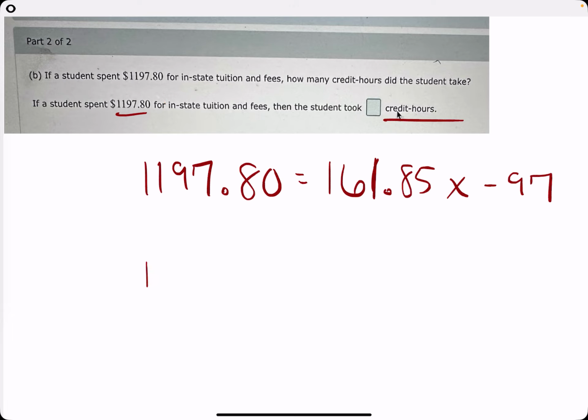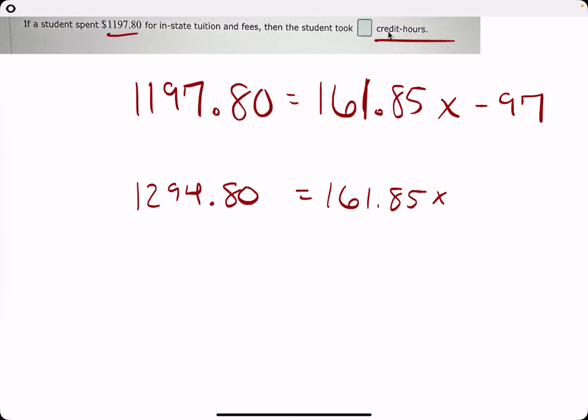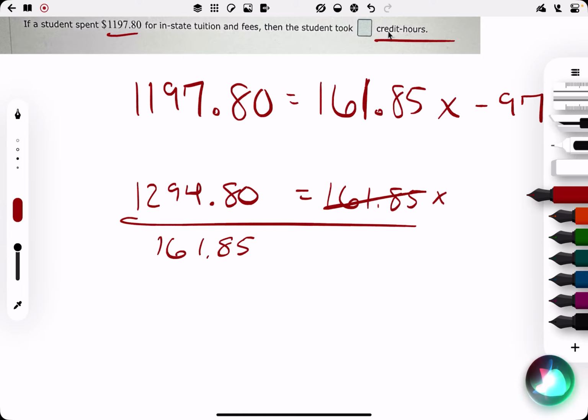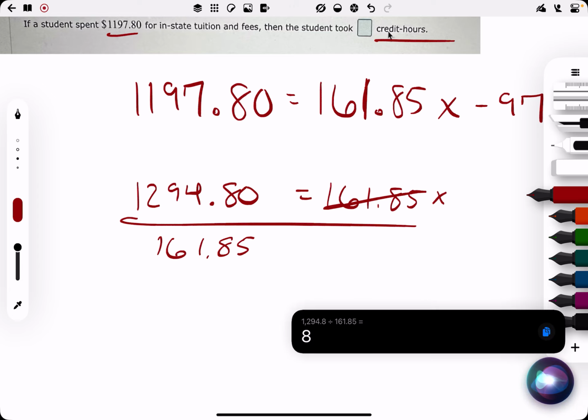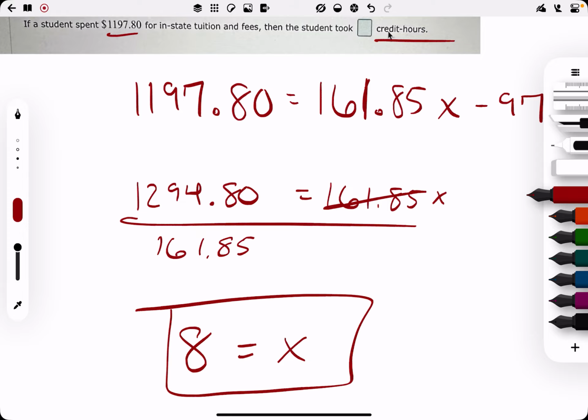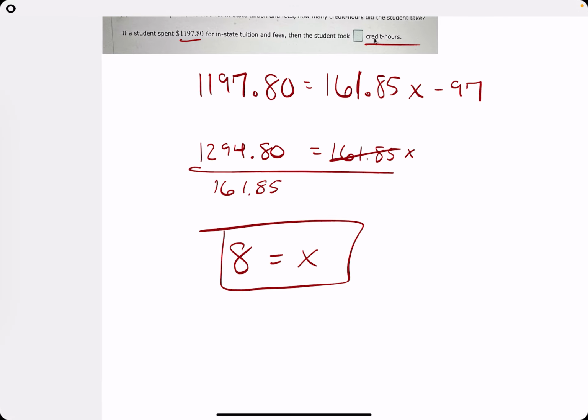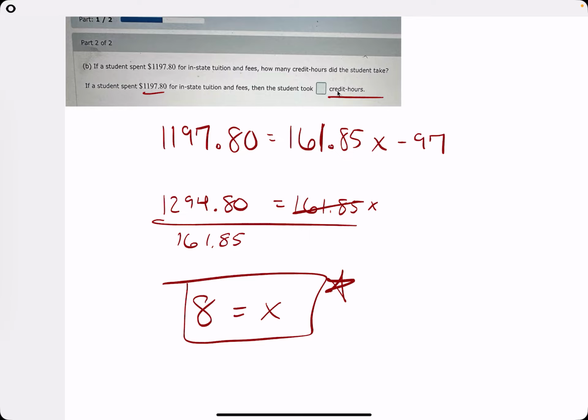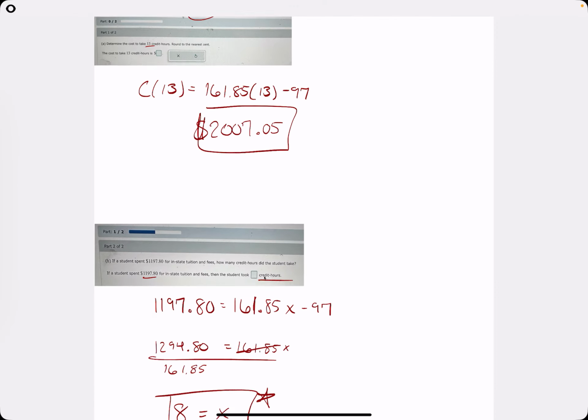We add 97, we get 1,294.8 equals 161.85 X. We divide by 161.85. That's a nice clean little answer there of 8. I was 1 off from my initial guess. Not too bad. Okay, so that is number 2.